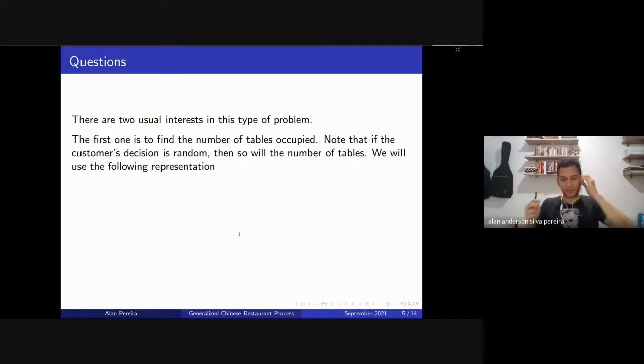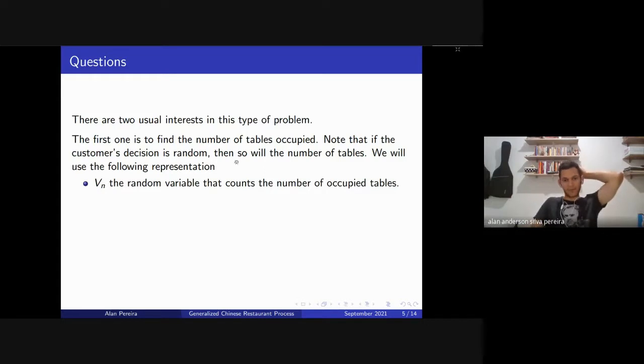And about this model, there are two types of questions that we worked on in this work, which are common questions about this type of model. The first one is how many tables are occupied in this model. This question was answered in an asymptotic way before, and this work is about the concentration of the number of tables, okay?